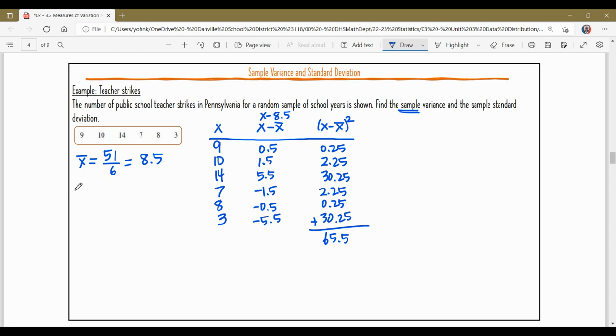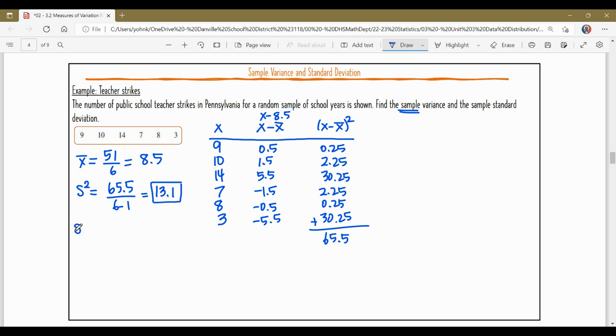So I go over here to my formula. Now my variance is s squared because I'm dealing with a sample. I do the sum, which is 65.5, but be careful when I divide. I'm going to divide by 6 minus 1 because I'm dealing with a sample. This gives me 13.1.